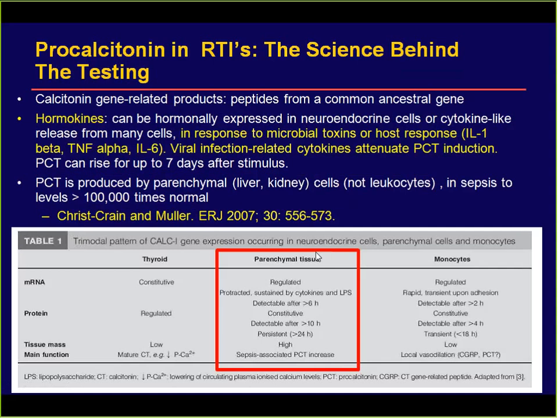produced by parenchymal tissues, particularly the liver and the kidney, in response to infection, and levels can rise 100,000 times above normal. Those rises occur extremely rapidly, within 4 to 6 hours of the onset of infection, and that rise can last for up to a week after the infection is present.